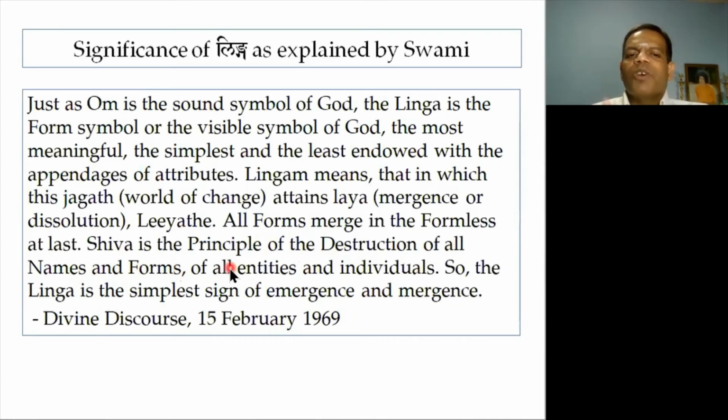Shiva is the principle of destruction of all names and forms, of all entities and individuals. So the linga is the simplest sign of emergence and mergence. Everything emerges from that and everything goes back to that. So the concept of urdhva and nidhana: everything comes from there, is the root source, and it goes back to that. So the linga symbolizes everything which comes and goes.